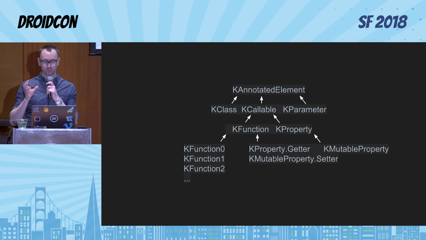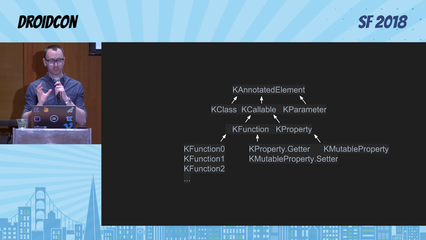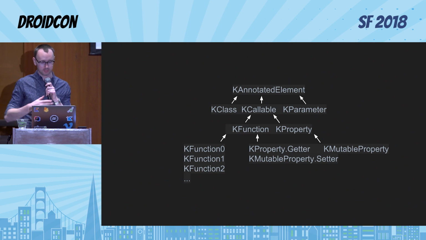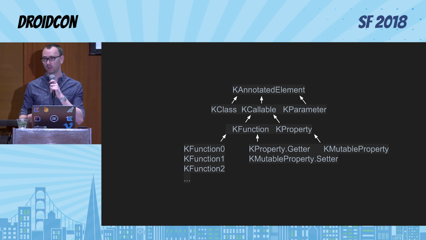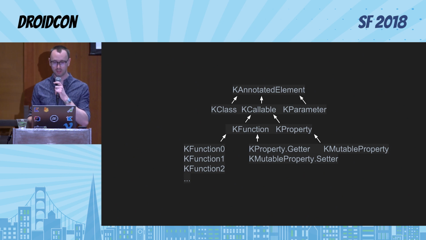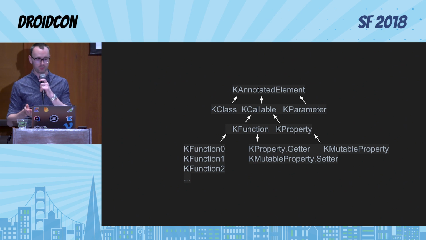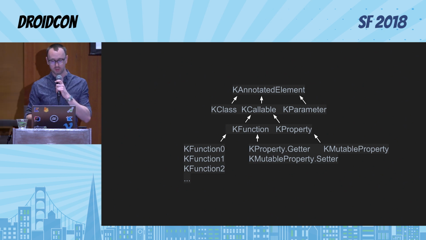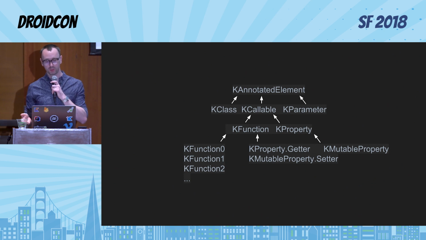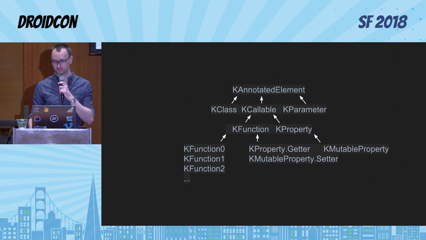So we saw KClass. That's one class type in Kotlin's reflection types of classes, and this is all of them. It looks a little daunting at first, but it really does make sense. So at the top, you have KAnnotatedElement. Below that are all the things that you're allowed to annotate. You can annotate classes, callables, and parameters. A callable can either be a function or a property. A function can be a getter or setter. A property can also be a mutable property. So hopefully that's pretty clear.